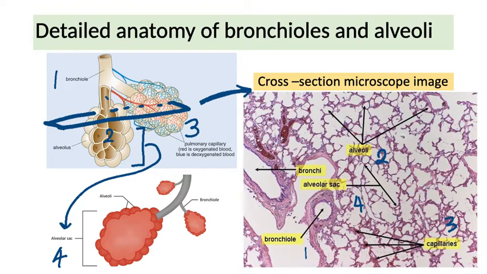Those capillaries are very small because maybe you have learned before in the circulatory system, capillaries are the smallest blood vessels so that they can be located in a very small space. Again, the function is to increase the surface area.